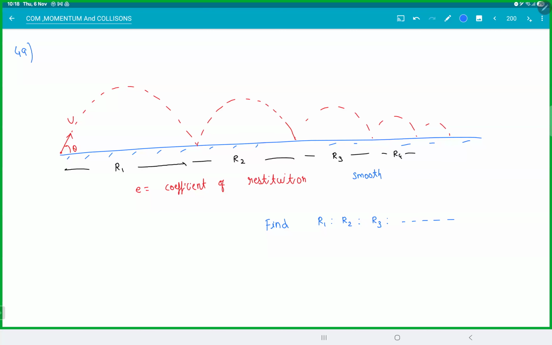You know, the same question I can ask like this also. There is an incline and the ball is dropped from here. Then E is there and it bounces. There also I can ask you, find the ratio of the ranges there. That will be even much better, because in that case, there will be a horizontal axis component of g sine theta.